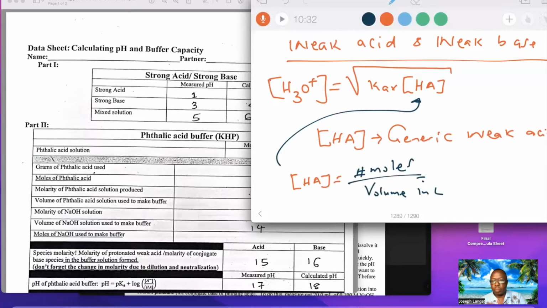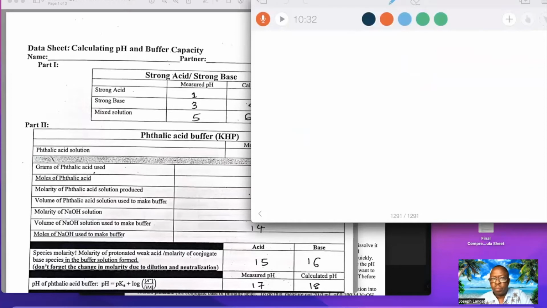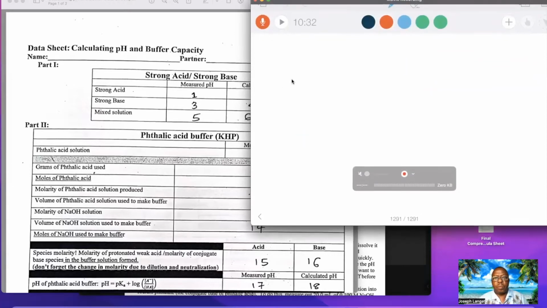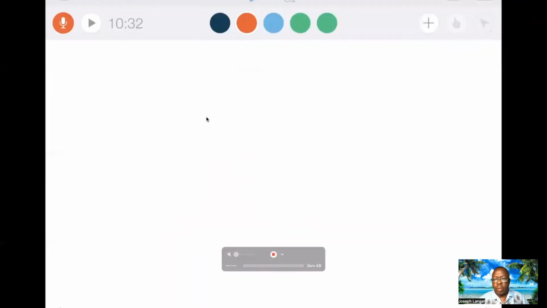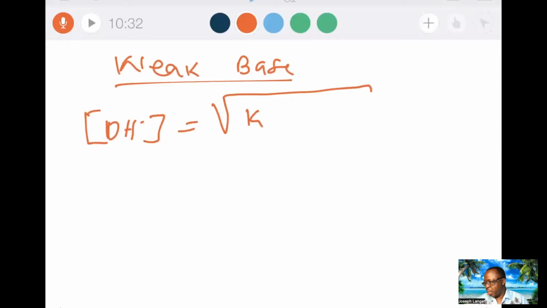For a weak base, hydroxide concentration is given by the square root of Kb times the concentration of the weak base. Let's just have that as a weak base.